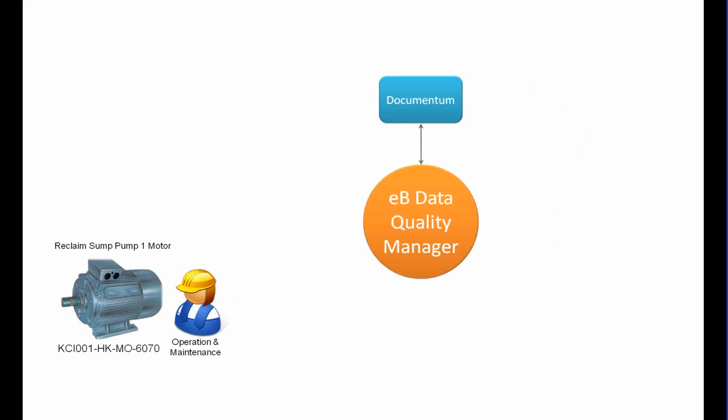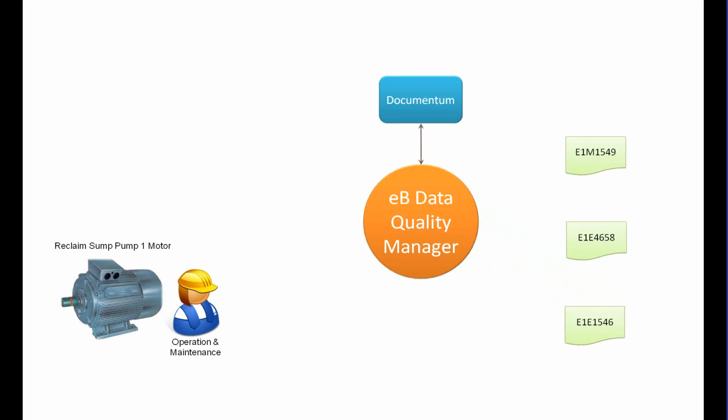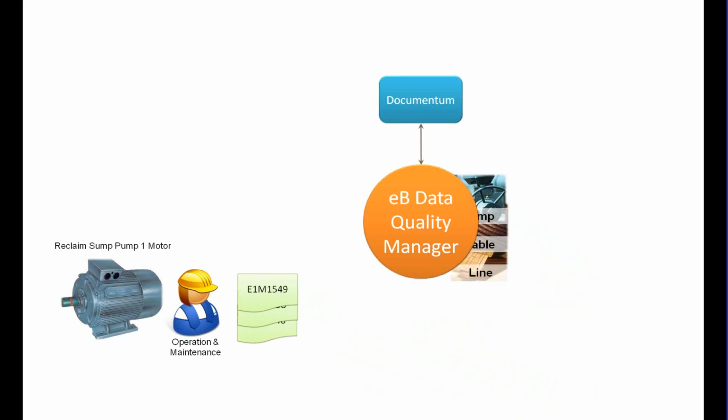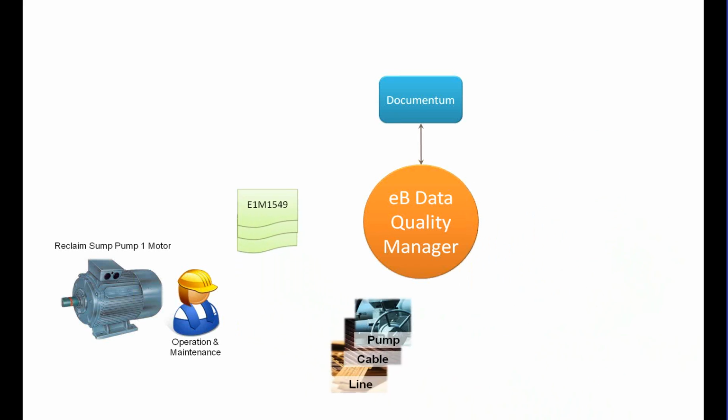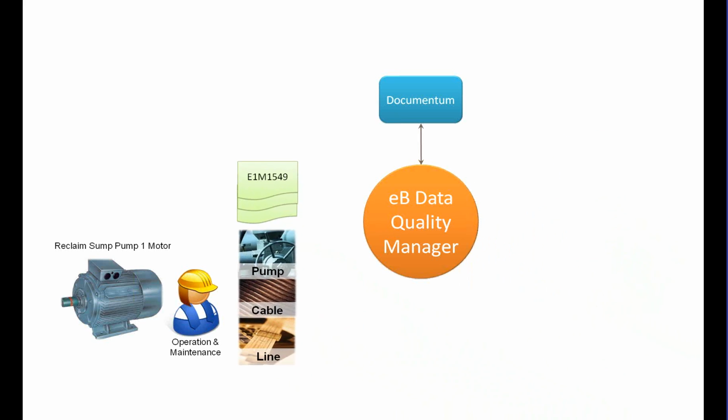So what we successfully deployed with the EB Data Quality Manager was the ability for anyone, either in operations and maintenance or anywhere else in our organization, to take the asset number, plug it into a system, and produce the document set for that asset. And not only that, you will produce from this system all the related objects. So if you're looking at a motor, you will immediately have access to the pump that it drives, the circuit information, the process line information as it relates to the pump, and really drill through the entire facility through these relationships.